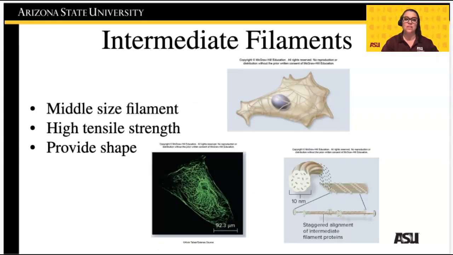Intermediate filaments are long, rope-like structures, kind of like Twizzlers or licorice. They're larger than actin filaments and smaller than microtubules, hence the intermediate naming convention. Because intermediate filaments are twisted, they have incredible tensile strength, providing a rigid shape and support network. Think about the strength of your hair and your nails. These are made of intermediate filament keratin.